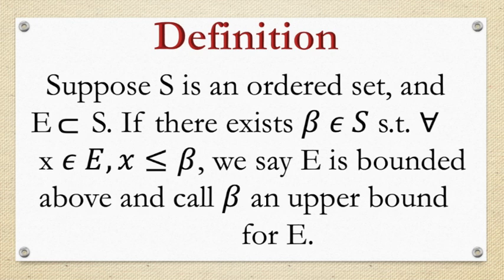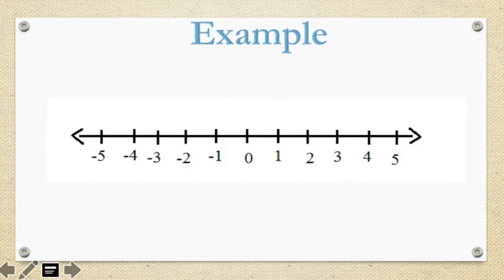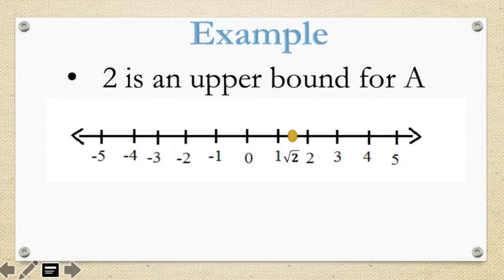To define lower bound, simply change less than equal to greater than equal to. Let's have an example. If this is our number line, and this is where our cut is, we can say that 2 is an upper bound. But how do we know that it is an upper bound for A? Any idea?